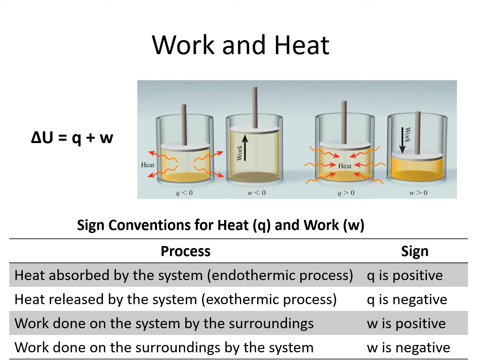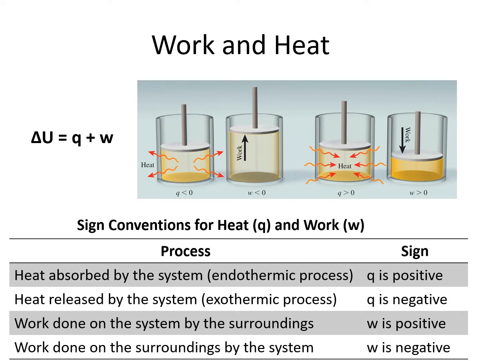We have similar sign conventions for work. When work is done on the system by the surroundings, we give W a positive sign. You can think of work as being added to the system. Work is done on the system, so we give it a positive symbol. If work is done on the surroundings by the system, the system is doing the work. The system is sort of releasing work. Work is going out of the system, so we give it a negative sign.